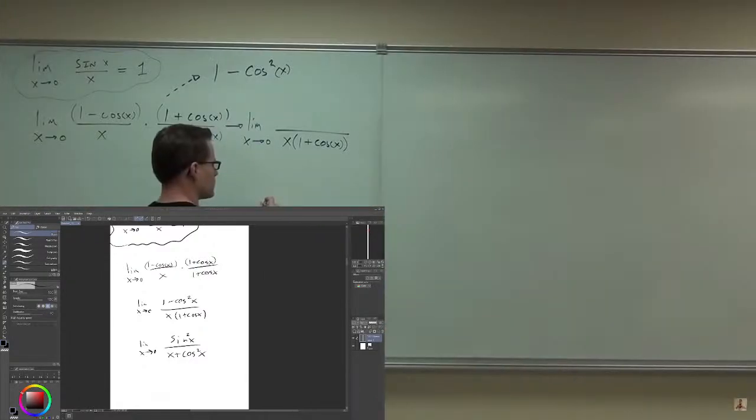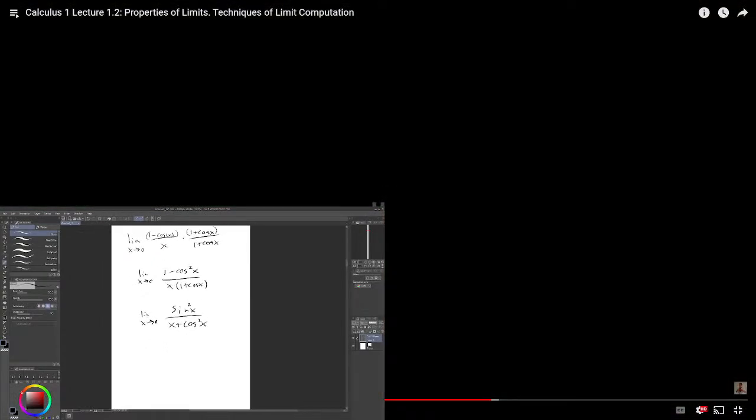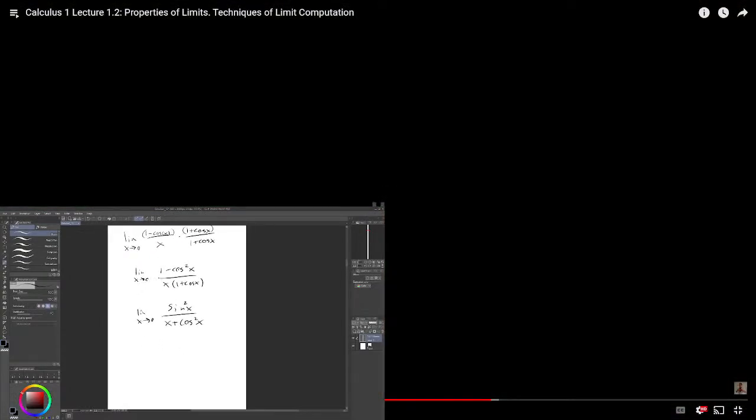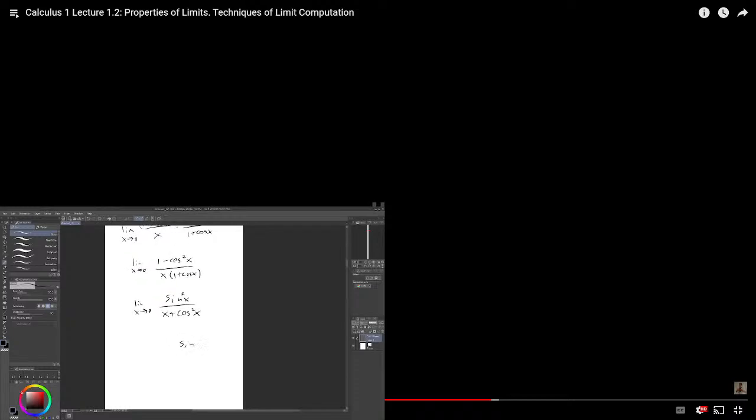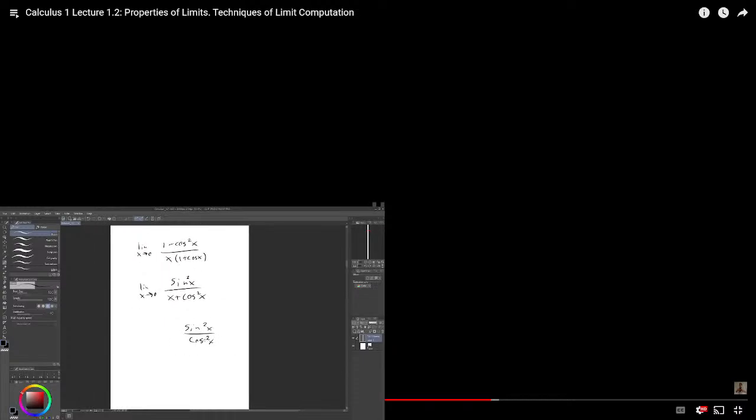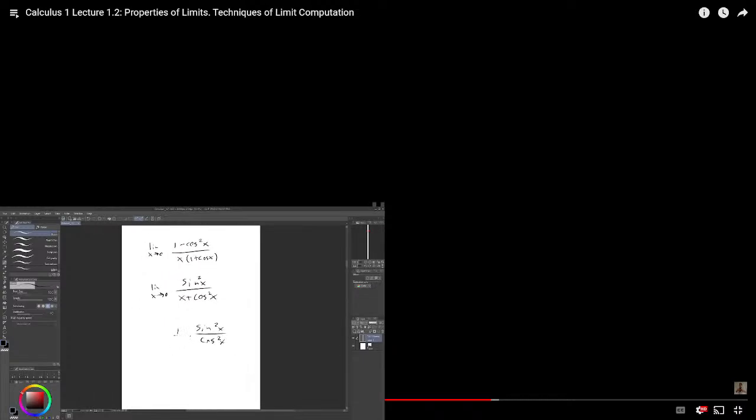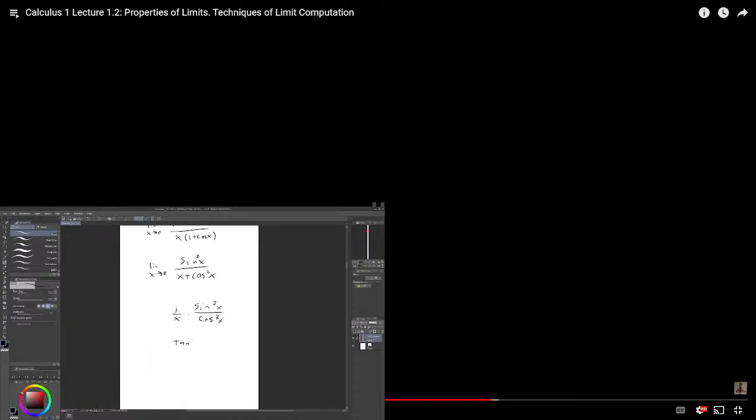Sine squared x over cos squared x times 1 over x. This is tan squared x over x, right?